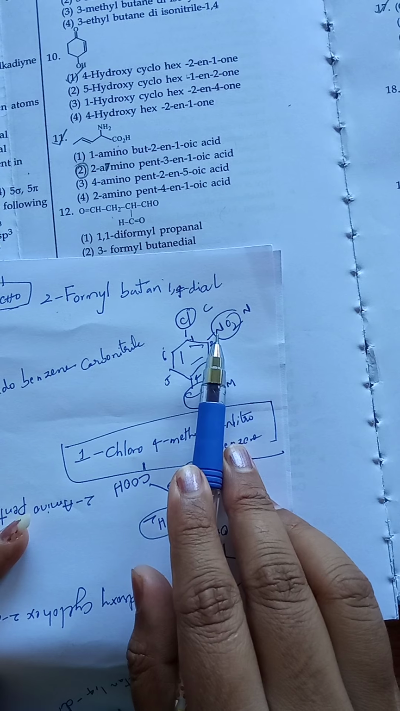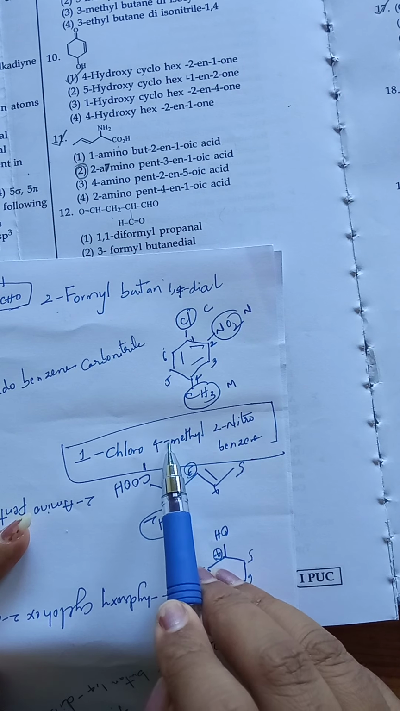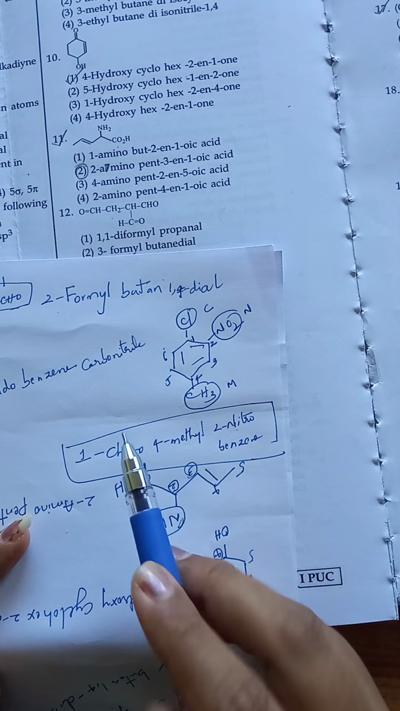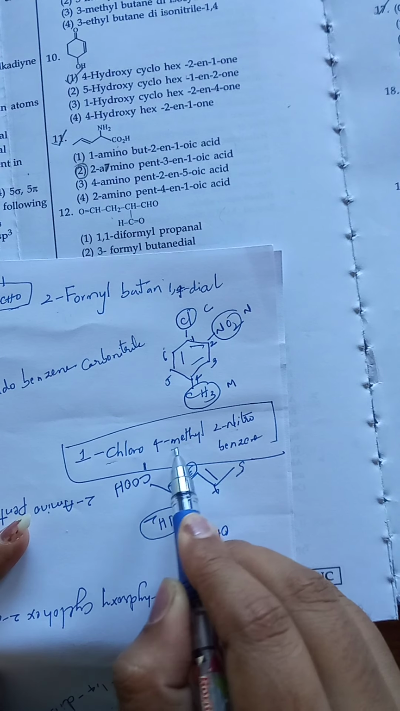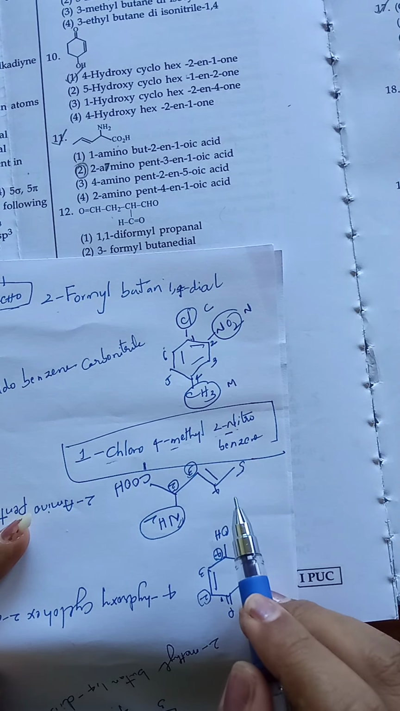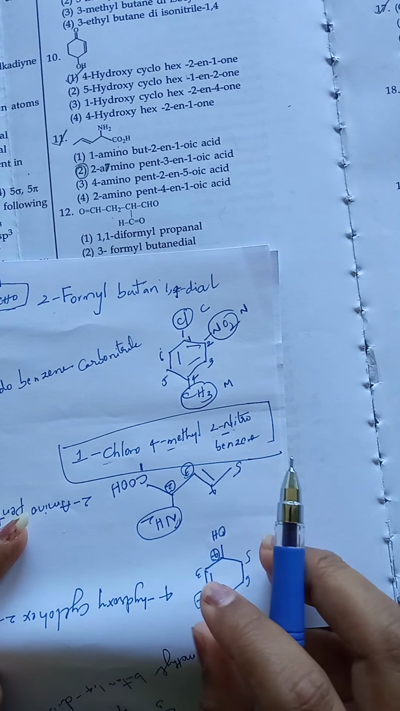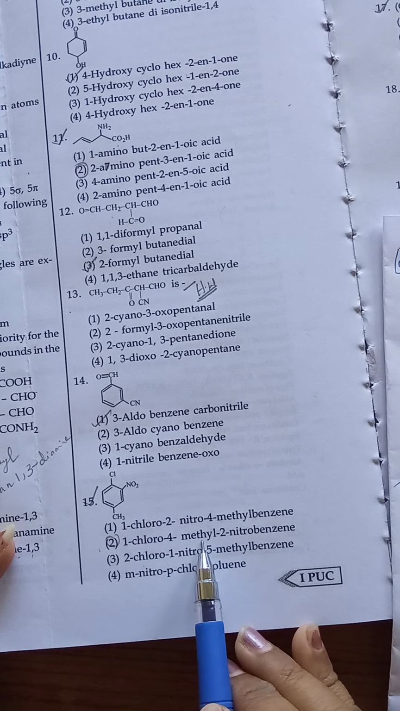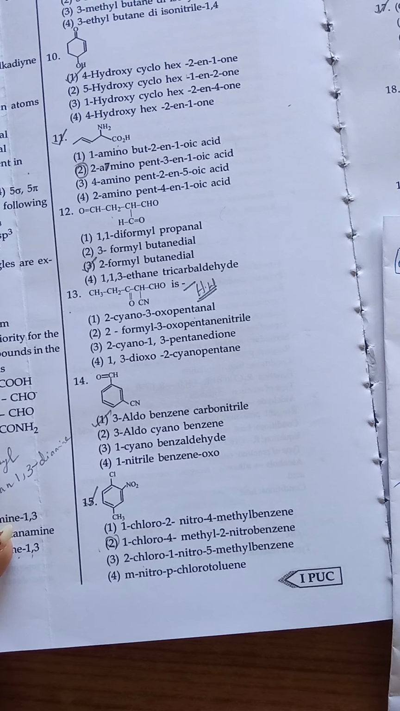Though the nitro group is located at the second position, we should not mention it right after chloro, because the name should be according to alphabetical order. First letters we always have to consider. Arrange them in alphabetical order. So the answer is 1-chloro, 4-methyl, 2-nitro benzene. The answer is the second one.